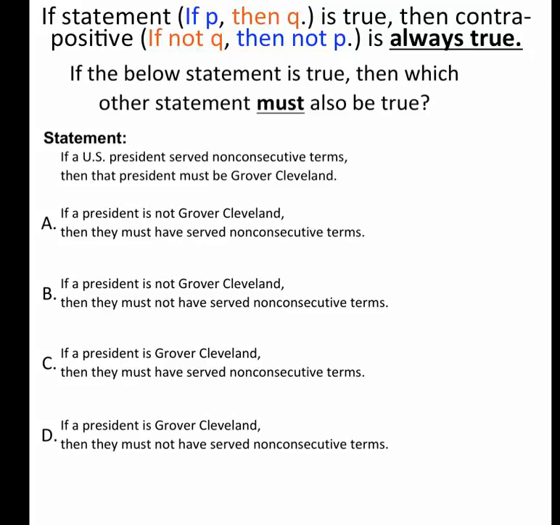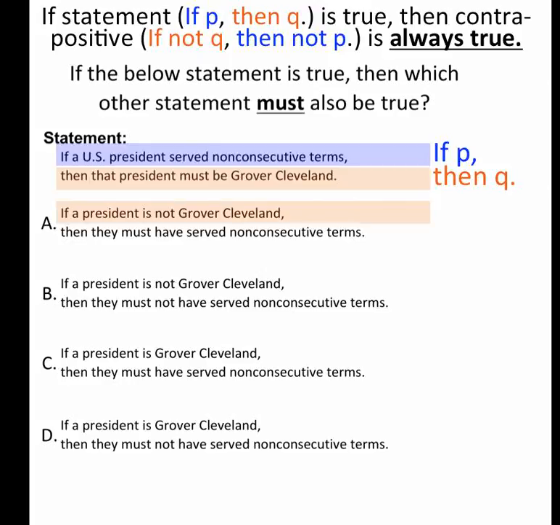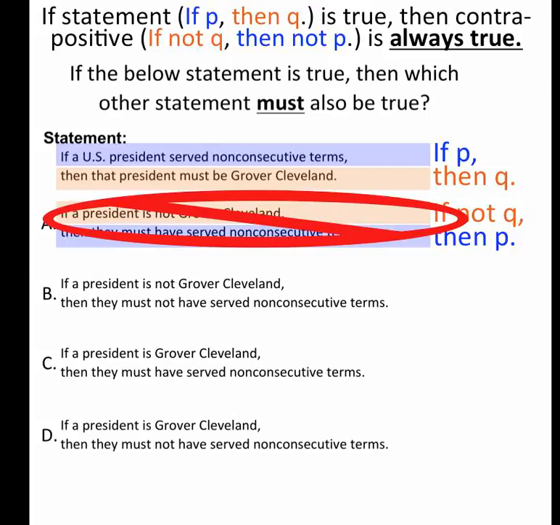So let's read our statement. If a U.S. president served non-consecutive terms, if P, then that president must be Grover Cleveland, then Q. Okay, well, let's go through our statements. The first one, if a president is not Grover Cleveland, that's a good start. If not Q, then they must have served non-consecutive terms. Well, then P, that is not the contrapositive, so that one must not be true.